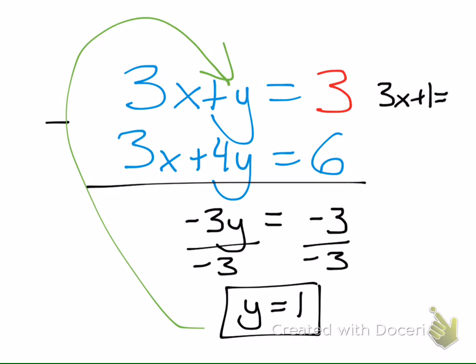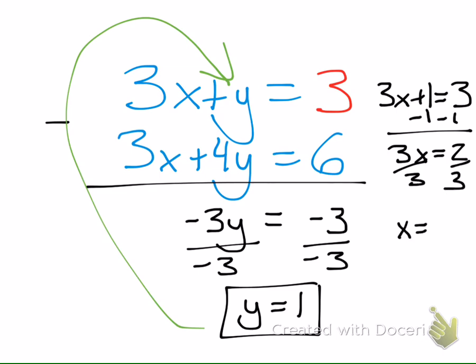3x plus 1 equals 3. I need to solve that for x. Undo the addition first. Give me 3x equals 2. And divide both sides by 3. And x is 2/3. In this case, I got a fractional answer. That happens. Right? Answers aren't always integers. I just did 2 divided by 3, couldn't divide it, so I left it as 2/3.